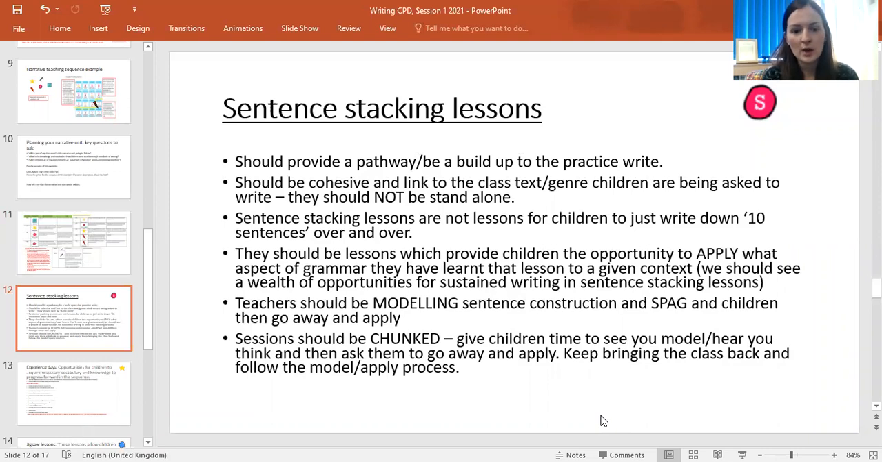And as I've said before as well, sessions should be chunked. So it's not just the independent sessions that should be chunked or the practice write sessions, it should be the SPAG sessions as well.